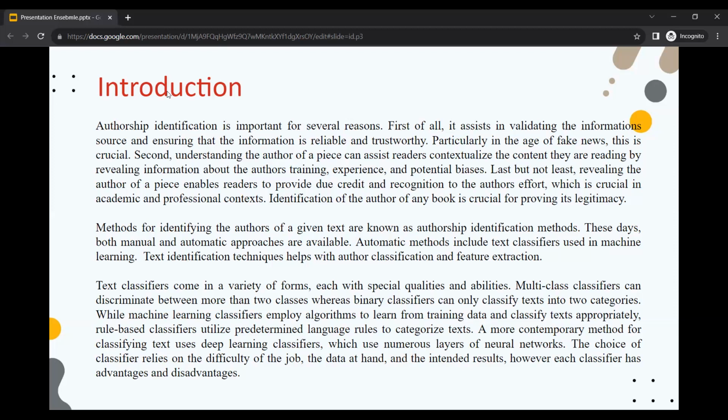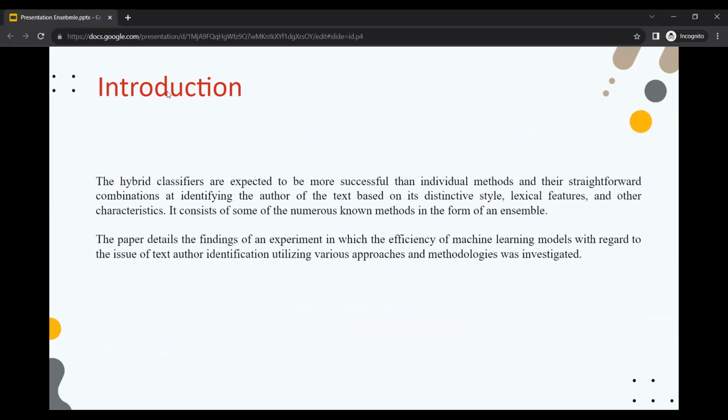So methods for identifying the authors of a given text are known as authorship identification methods. These days, both manual and automatic approaches are available. Automatic methods include text classifiers used in machine learning, and text identification techniques help with author classification and feature extraction. Hybrid classifiers are expected to be more successful than individual methods, and they are straightforward combinations identifying the author of the text based on a distinct style, lexical features, and other characteristics. This consists of some of the numerous known methods in the form of an ensemble.